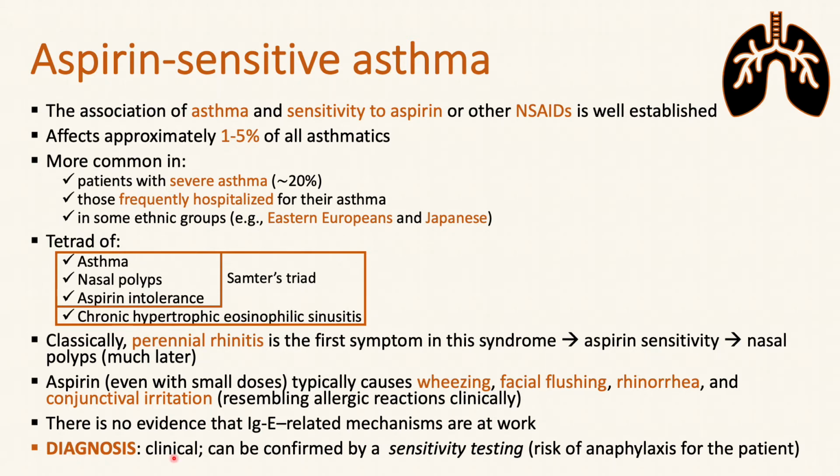How to make the diagnosis of aspirin-sensitive asthma? It's usually a clinical diagnosis, so you have to suspect it and keep it in mind when you're taking the history of asthma. It can be confirmed by sensitivity testing, although this carries the risk of anaphylaxis, so you have to be very careful. But usually the clinical diagnosis is quite enough in these patients.